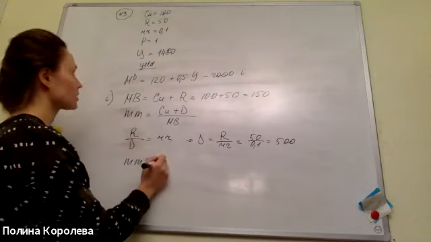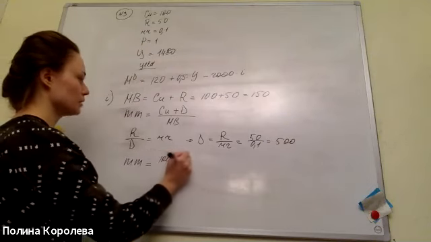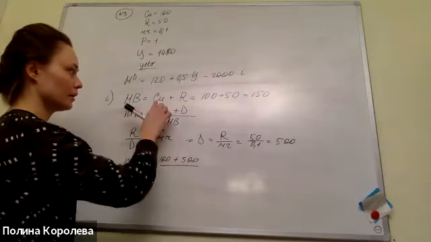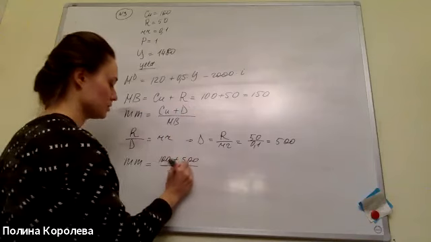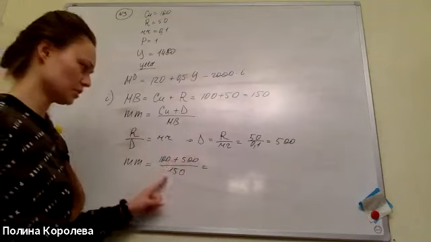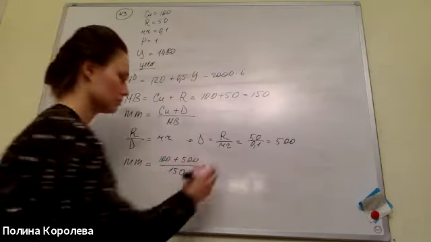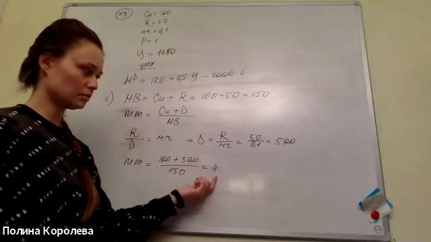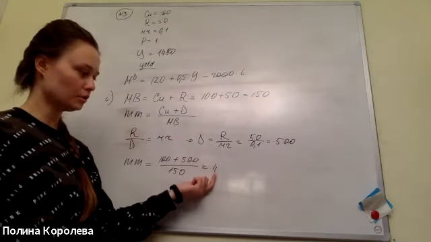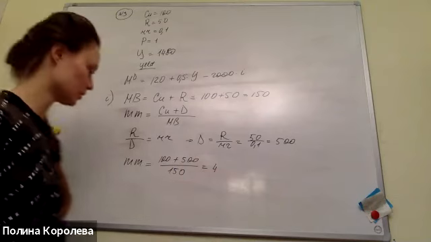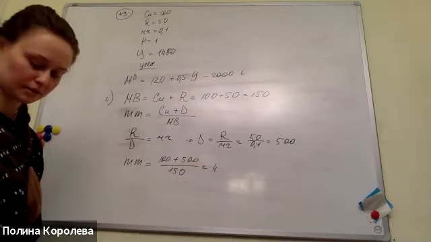So money multiplier, let's count. Currency 100 plus deposits, we counted 500, divided by monetary base, currency plus reserves, 150. This is easy. 600 over 150 is 4. So a change of money in circulation in the economy by 1 will increase money supply by 4. This is the explanation for money multiplier.